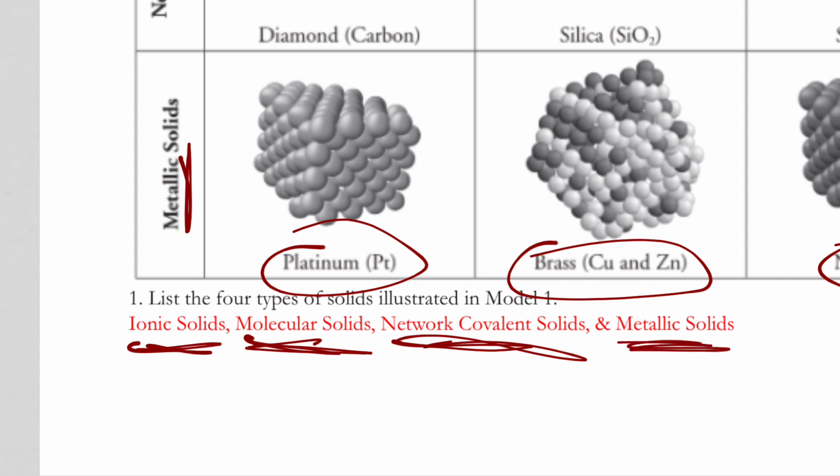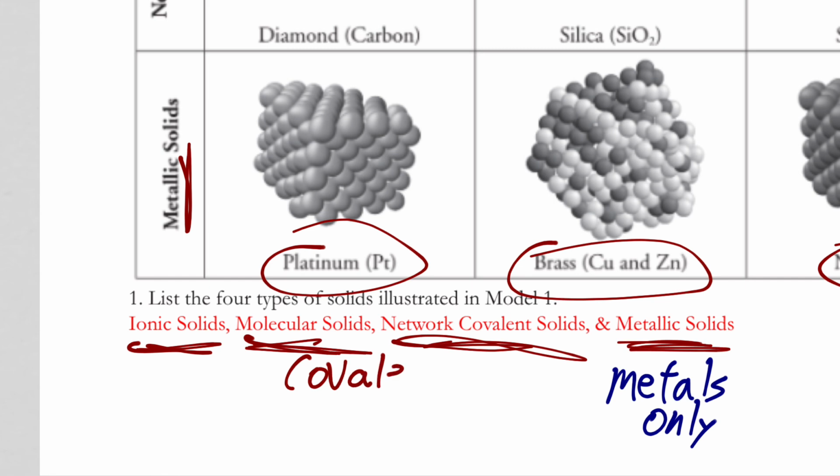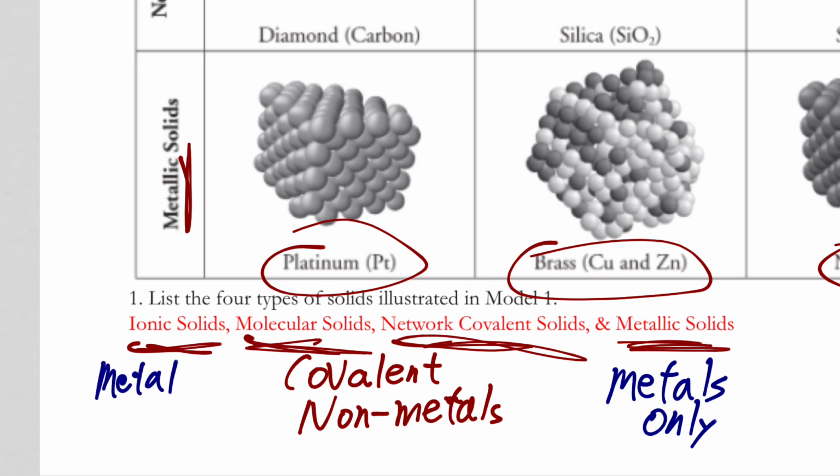And just as a quick review, metallic solids are only made up of metals, and network covalent and covalent molecular solids are usually of covalent nature in their bonds, and also they're usually non-metals, specifically, or metalloids, usually. And last but not least, ionic is usually of metal and non-metal.